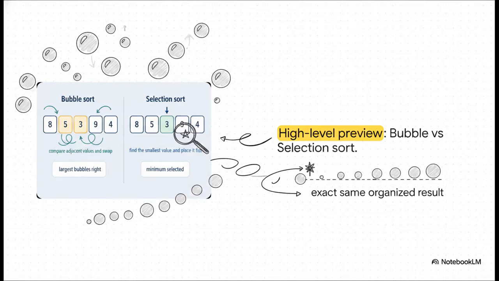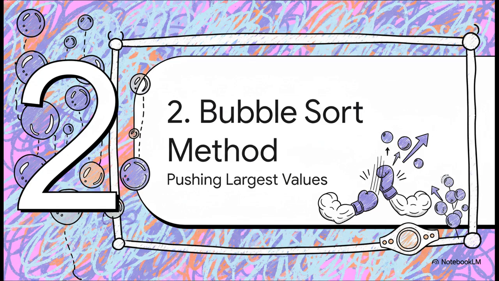Now, looking at this from a high level, these two strategies take very different paths to get to that same organized result. Bubble sort is all about pushing the largest values to the right by constantly comparing adjacent numbers. Selection sort, on the other hand, prefers to hunt down the absolute minimum value and place it right at the front. Moving right along to section 2, the bubble sort method, subtitled Pushing the Largest Values.